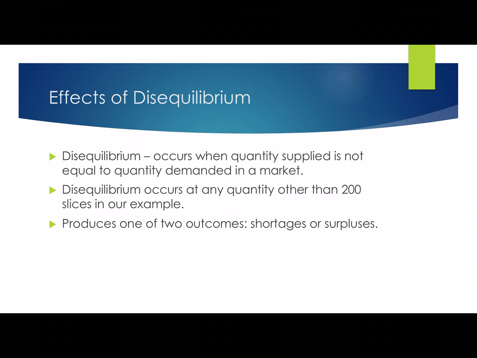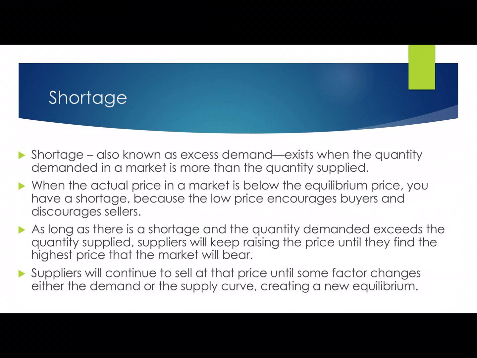So what are the effects of disequilibrium, if we have a point that's not where they intersect? Well, that occurs when the quantity supplied is not equal to the quantity demanded. In this case, it would occur at any quantity other than 200 slices of pizza from our example. As I mentioned with the tables, this can produce one of 2 outcomes: a shortage or a surplus. Shortage, also known as excess demand, exists when the quantity demanded in a market is more than the quantity supplied. When the actual price in a market is below the equilibrium price, you have a shortage because the low price encourages buyers but discourages sellers.